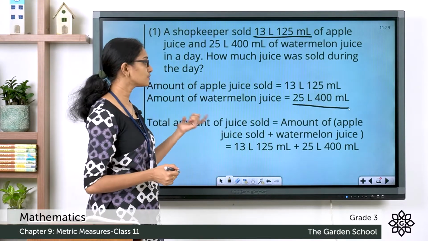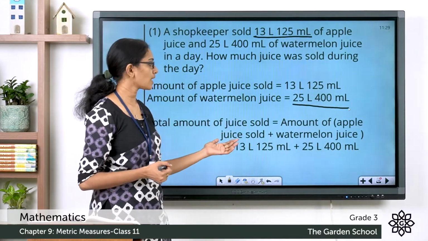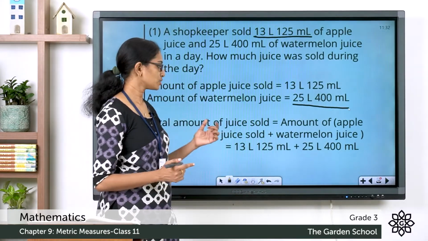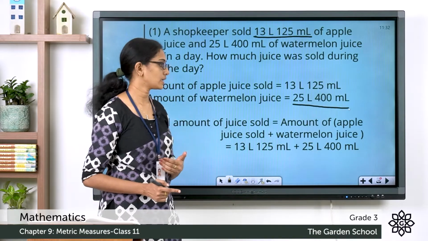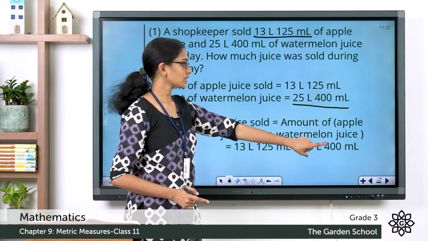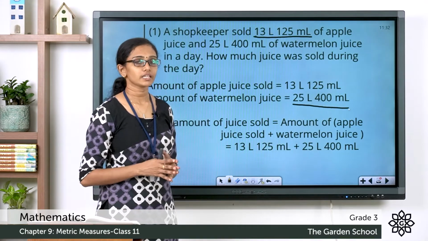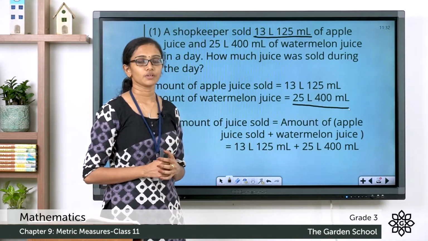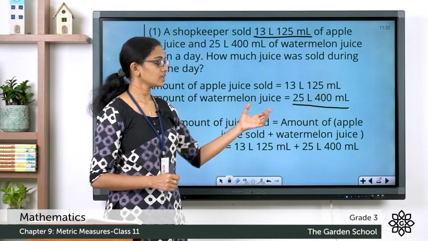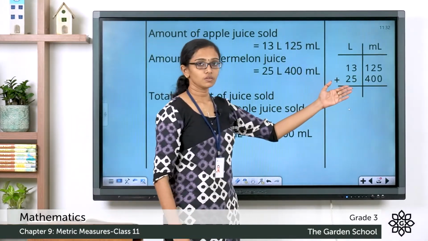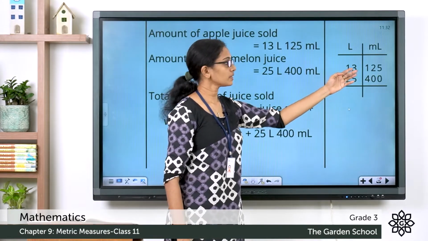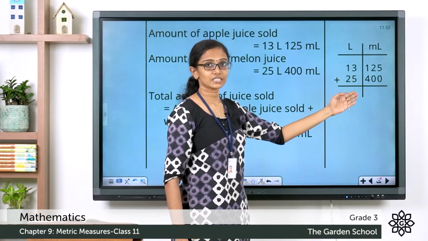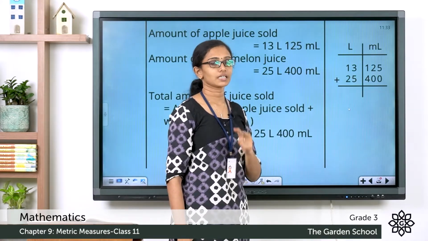Now the total amount of juice sold is equal to the amount of apple juice sold plus the amount of watermelon juice sold. So that is equal to 13 liters 125 milliliters plus 25 liters 400 milliliters. So to add the given measurements, the first step is to write the given measurements in proper columns of units. So let's do that in the working column. So here we have the 13 liters in the liter column and the 125 milliliters in the milliliter column and the 25 liters in the liter column and the 400 milliliters in the milliliter column.